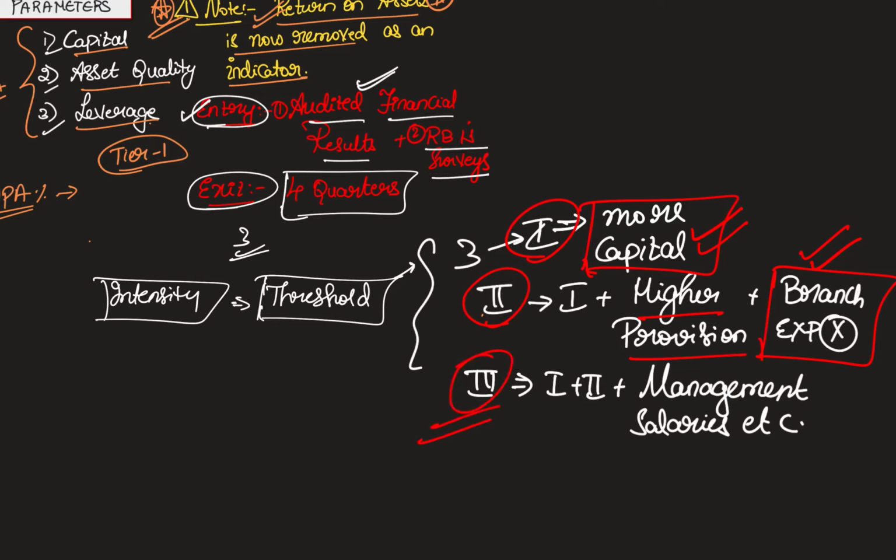Now, if the third level is also breached, apart from whatever is taken in level 1 and level 2, there will be a strict imposition of caps on the salaries of higher level management, so that they are held accountable for all the bad decisions they have taken. So this is also a part of the PCA framework.